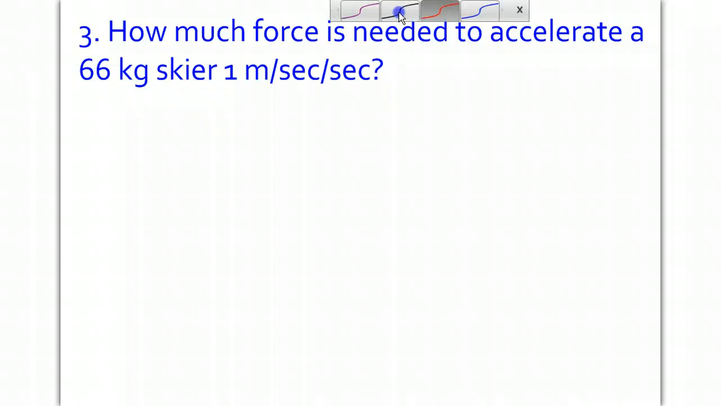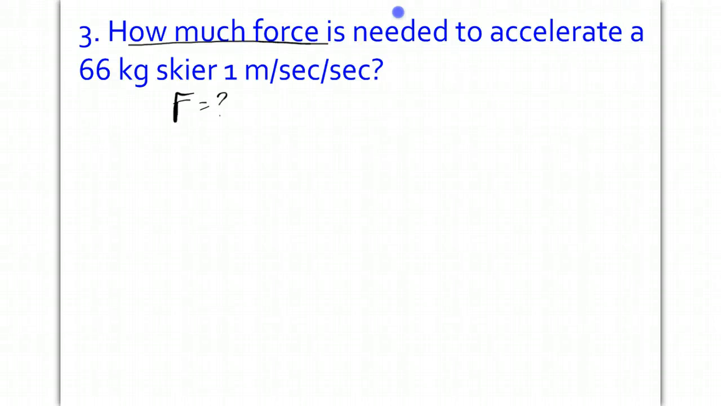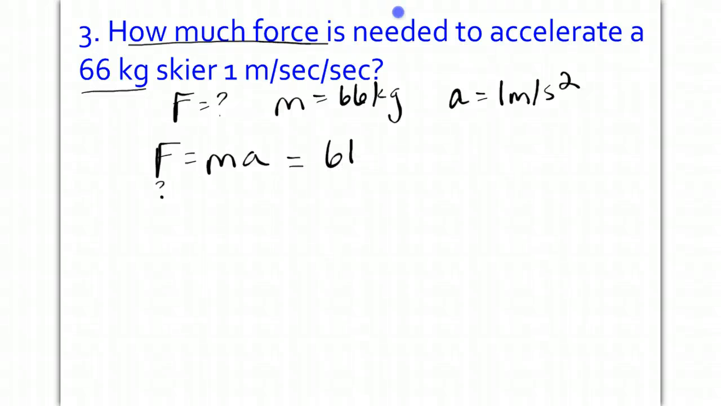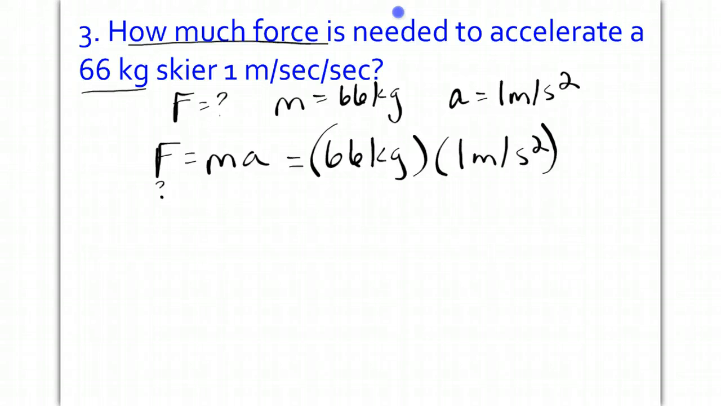Okay, another example. How much force, so the force is my question mark, is needed to accelerate 66 kilograms, so that's my mass, at 1 meter per second squared, and so that's my acceleration. Our equation, F equals ma, can remain as it stands since force is what I'm looking for. So I'll do the mass times the acceleration, and that's going to give me a force equal to 66 newtons.